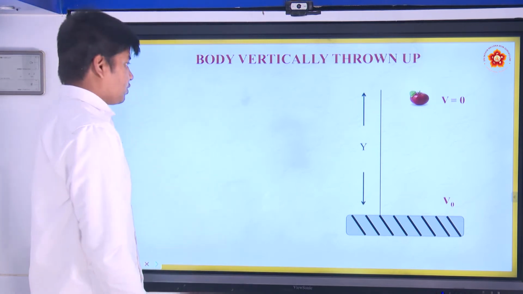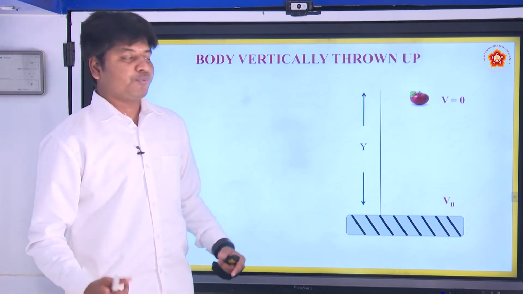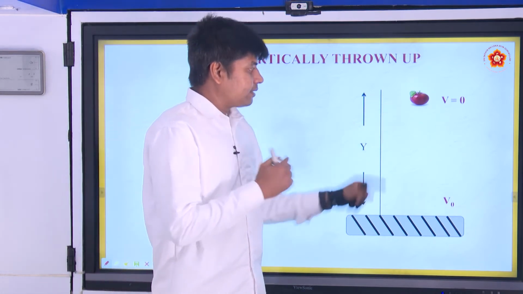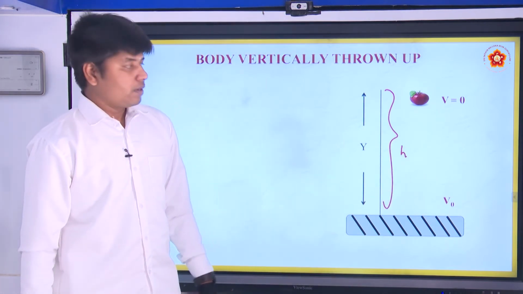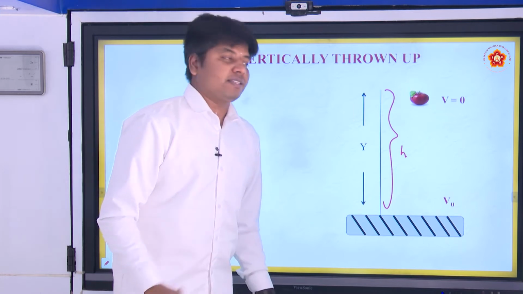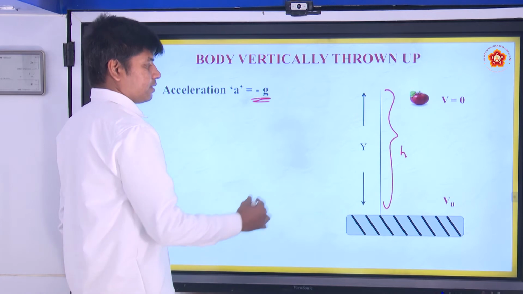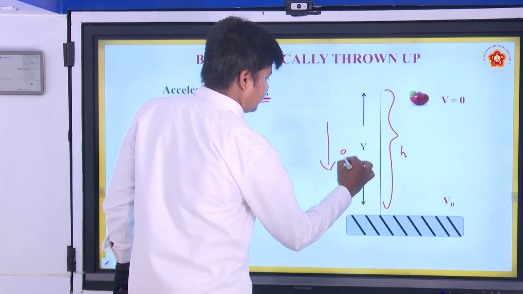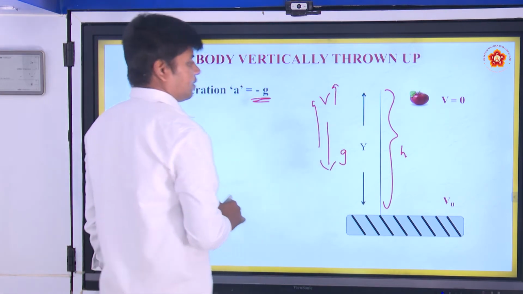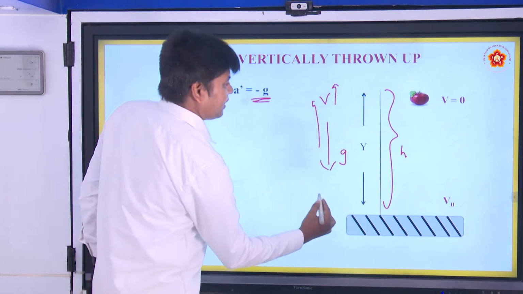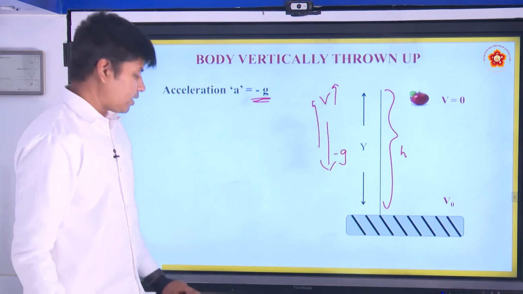So the final velocity is 0, the initial velocity is v naught, some velocity we give, and this will be your h, and a will be what? Minus g. So acceleration a equals minus g, because g is in this direction and velocity is in this direction. If you take this as positive, this is negative, opposite to the direction of motion.